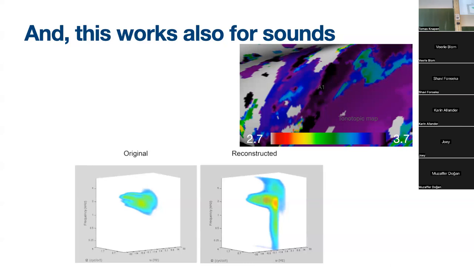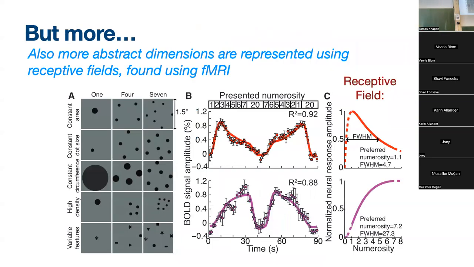We can do similar things with touch and so forth, but the fun thing happens when we go to outer space. We can move to non-sensory dimensions that are behaviorally relevant. So in this beautiful experiment, what these researchers did was to show people patterns of different numerosities. And they controlled for low-level confounds, such as the density, the circumference, the size of these elements. This is a very boring experiment, I'll be honest. You're looking at 90 seconds of data here.